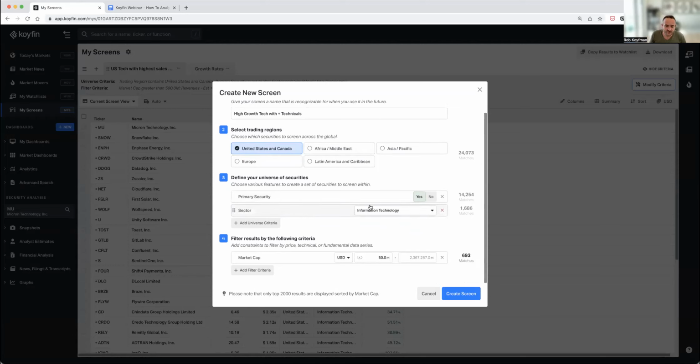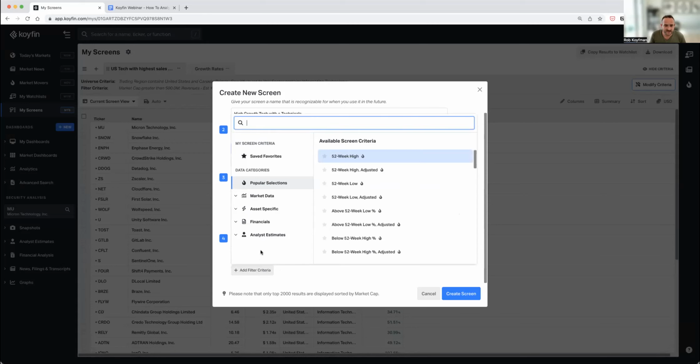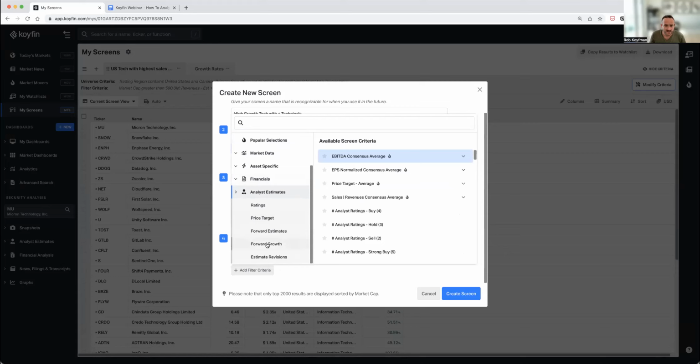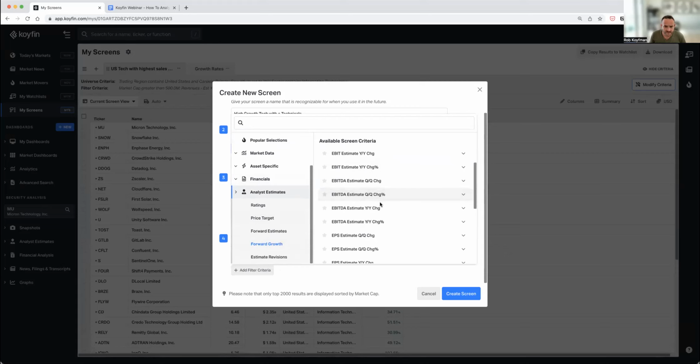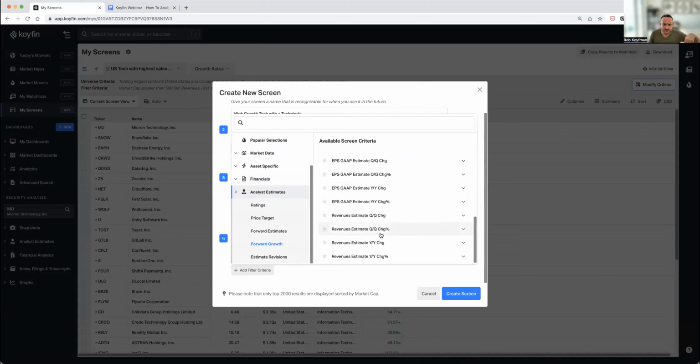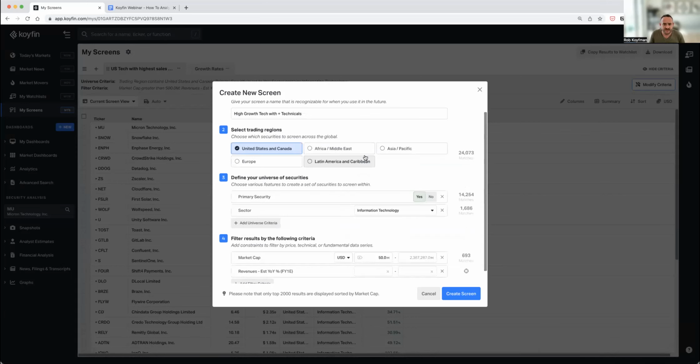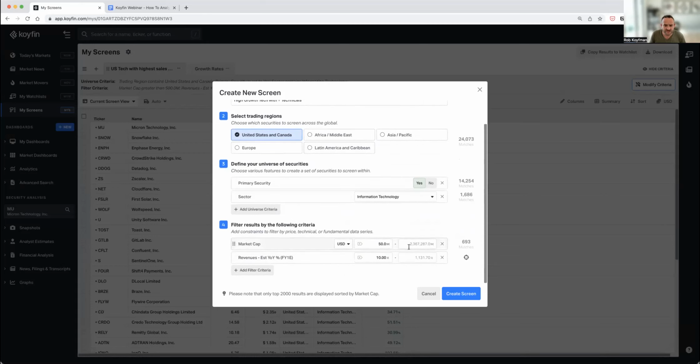Okay, back to our regularly scheduled programming of growth rates. I selected technology. My market cap is more than 50 million. That's sort of a default that we want to keep. Let me select a growth rate: go to analyst estimates, go to forward growth, and then go to revenues, year-on-year change. Let's say FY1 above 10%. What happens in the screener is you have a minimum and a maximum field. If you leave the maximum blank, we tell you what the maximum is in the universe, and this is going to be like 10% and larger.